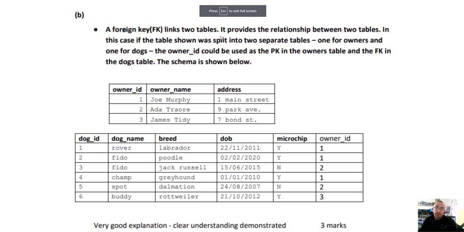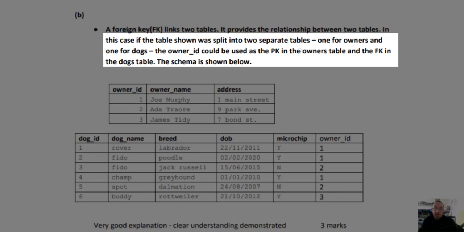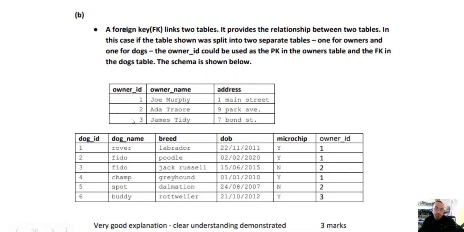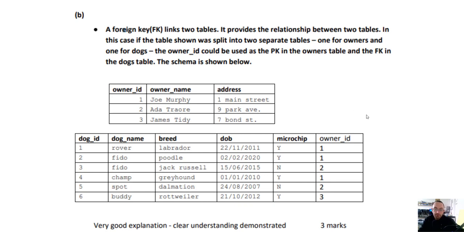A foreign key links two tables. That's what we did. It provides a relationship between the two tables. Yeah. In this case, the table is split into two separate tables. That's what we did there. One for the owners and one for the dogs. The owner ID could be used as a primary key. See it there, the owner ID at the front. There's a primary key. Could be used as a primary key in the owners table, and the foreign key, the FK, in the dogs table. So that's that. So that's pretty much it. And that is all.